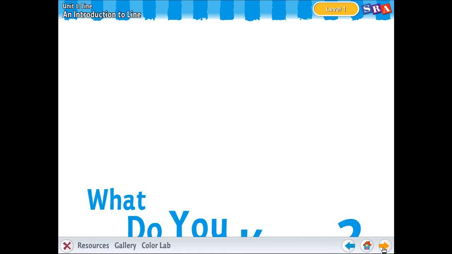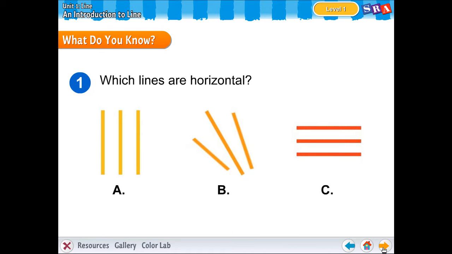Before we do that, we're going to review some things that you should know, but if you don't, we're going to go over them now. Which of these lines are horizontal? A, B, or C?